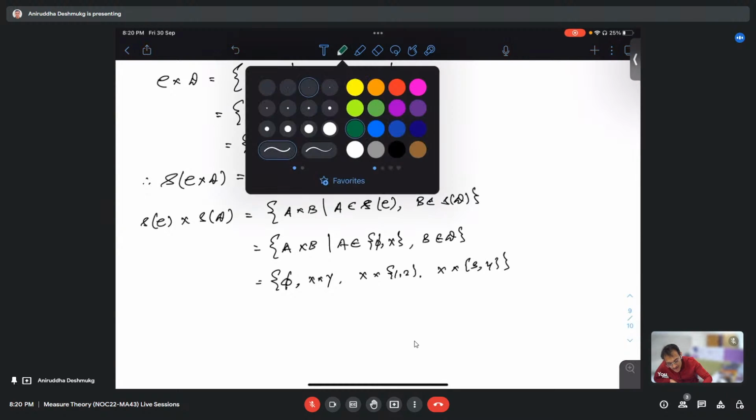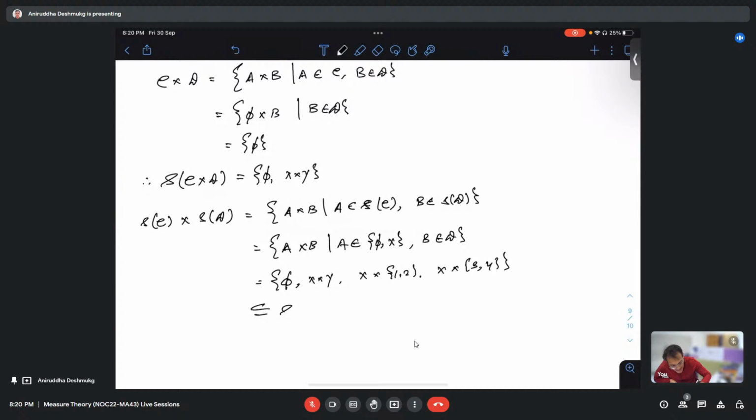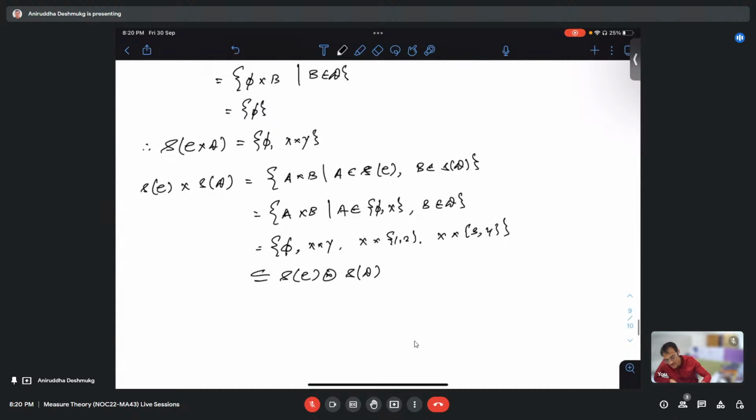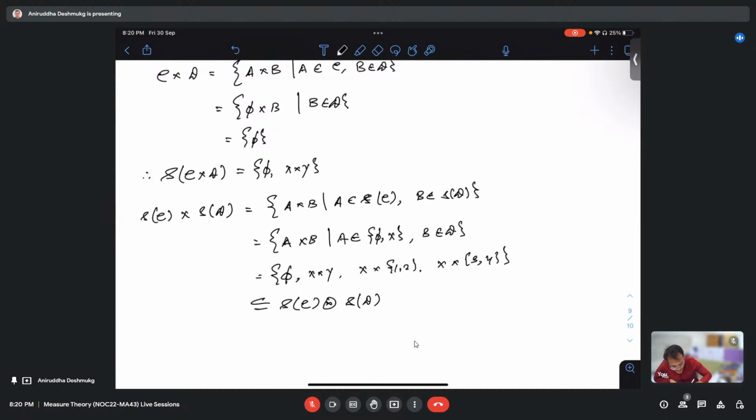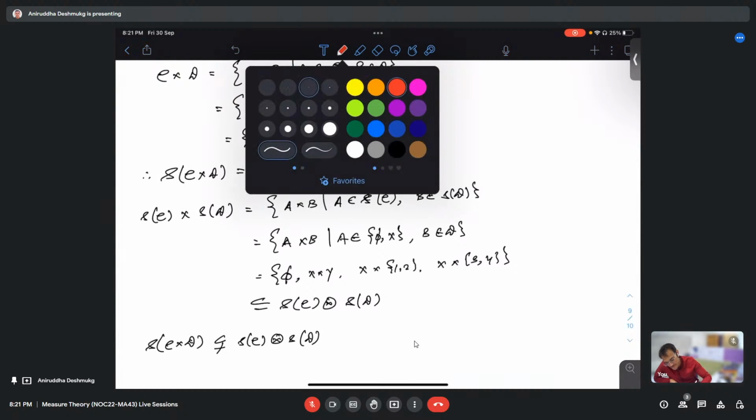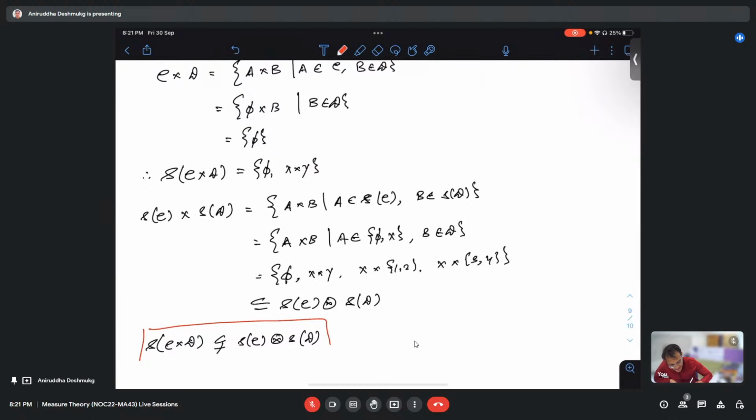Whether or not it is a sigma algebra, it is always contained in the sigma algebra generated by these two. It may be equal in this case. But what we do observe is that S of C cross D is strictly contained in S of C cross S of D. So this provides us the counterexample we were looking at.